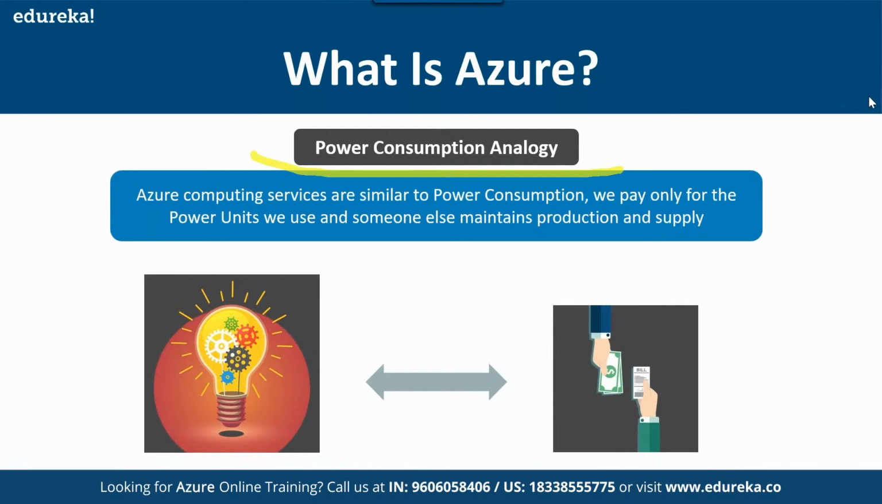So whatever the services, whatever the things that you're going to utilize right now, you are going to pay for that only. I have written one of the examples here. It's basically similar to power consumption. Whenever you're using electricity, you pay only for the power units that you use, and you are not going to pay for anything else. A similar concept lies here in the case of Azure. You are just going to pay for the component itself, not for other things.